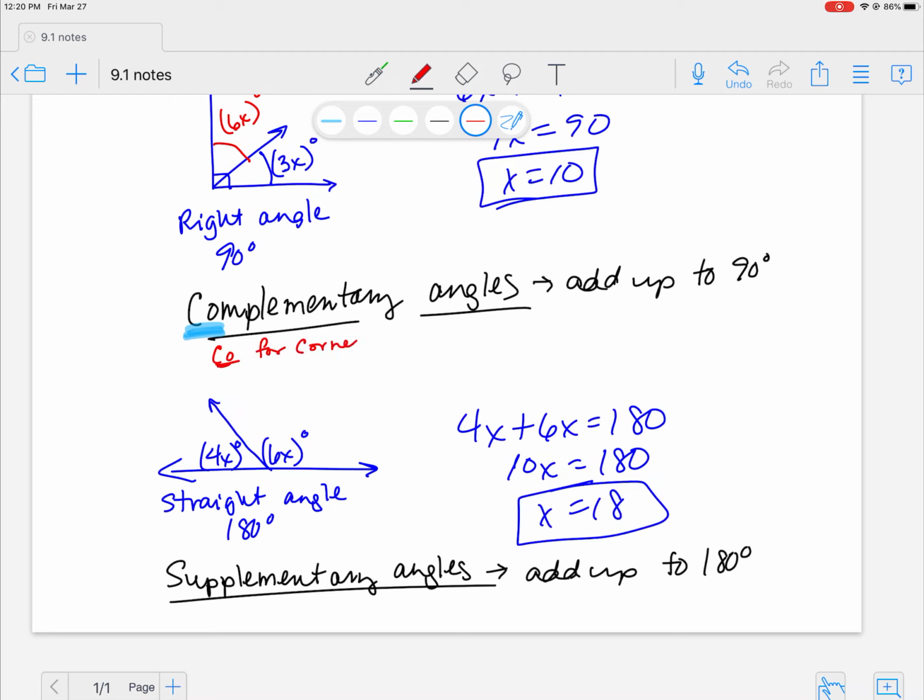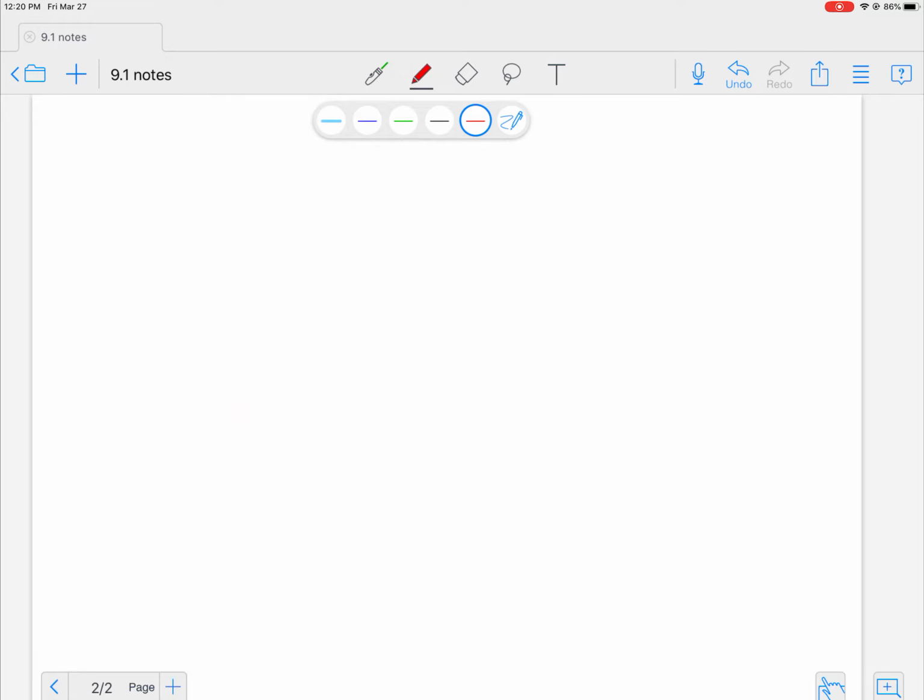The CO in front of the complementary angles, CO there for corner. That's what I think of. So complementary angles, that CO that it starts with is a corner, and a 90-degree angle makes up a corner. The S over here for supplementary, S for straight. And we know a straight angle is at 180 degrees. All right? So getting some basics down, figuring this stuff out.